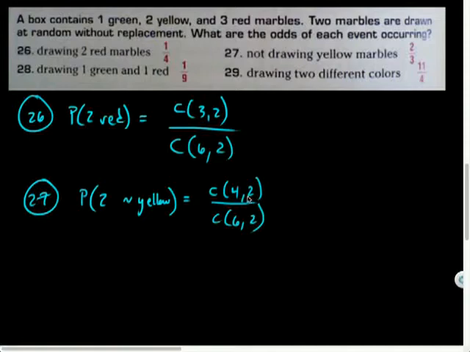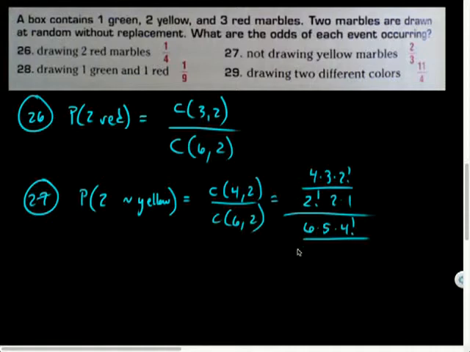Ooh, no, I don't know what that would mean once you did that. Well, let's tell you what. Let's set this one up. So this would have been 4 times 3 times 2 factorial over 4 minus 2 is 2 factorial, and then r is 2 factorial, which I'll just write as 2 times 1. The denominator would have been 6 times 5 times 4 factorial. 6 minus 2 factorial is 4 factorial, and then r factorial is 2 times 1.